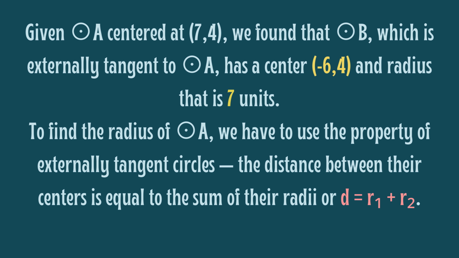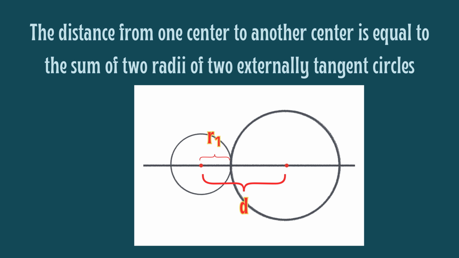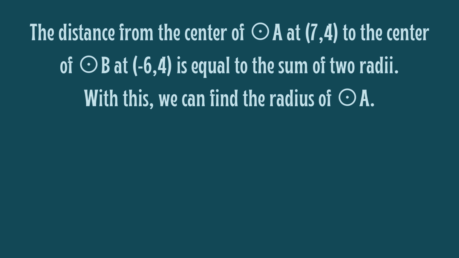That is, the distance between their centers is equal to the sum of their radii, or d equals r sub 1 plus r sub 2. To illustrate it, this distance between centers is equal to the sum of this first radius and this second radius. So if the distance from the center of circle A at 7, 4, to the center of circle B at -6, 4, is equal to the sum of two radii, then we can find the radius of circle A.